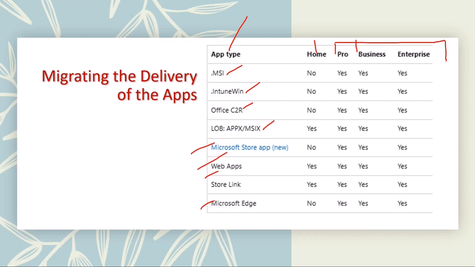So this is pretty much straightforward, but I just wanted to call out that migrating the hosting of application from on-premise to Azure is something that we have to think about. Migrating the delivery of application from on-premise to Azure is also something that we have to think about while we transition the devices from hybrid Azure AD joined to cloud native.